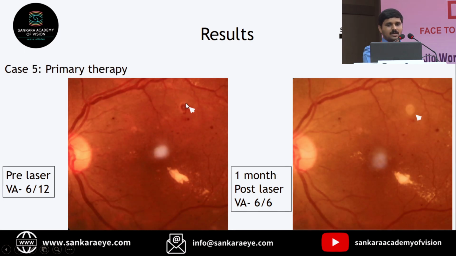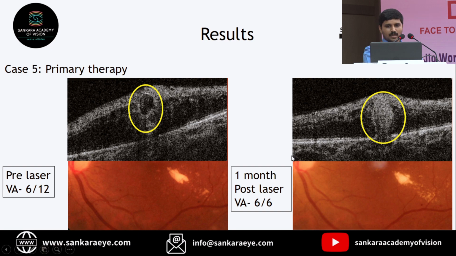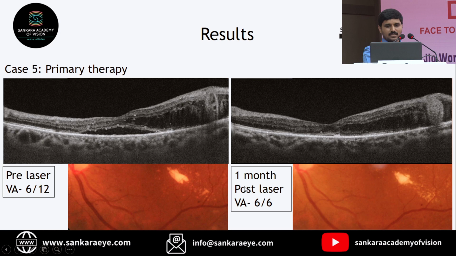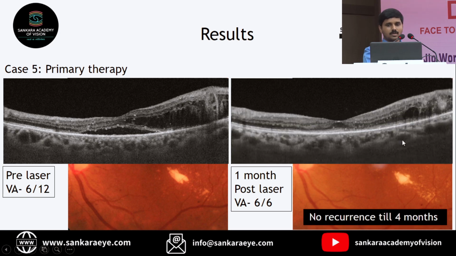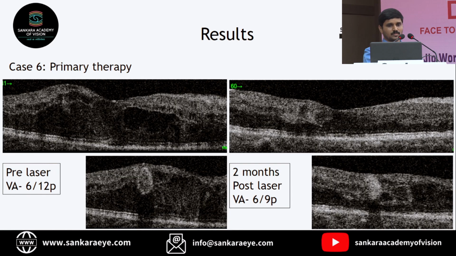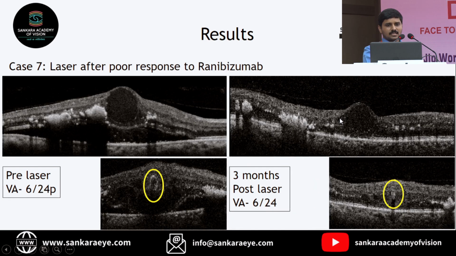Case number 5, again a similar case, in which there is a complete obliteration of the aneurysm and a complete resolution of macular edema. This is post-laser 1 month, with no recurrence till 4 months follow-up. Case number 6, a similar response, complete obliteration of the aneurysm and a normalization of foveal contour. Case number 7, here we can see an obliteration of the aneurysm, and the subretinal fluid has resolved, but there was a persistent intraretinal cystoid space.